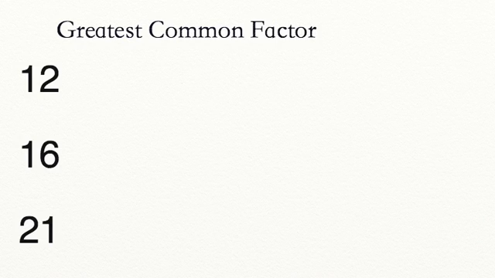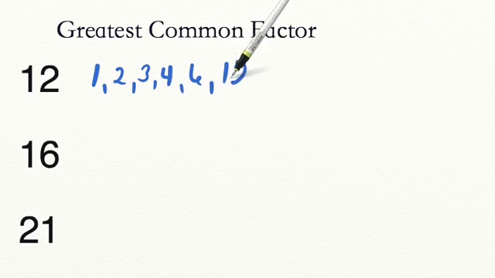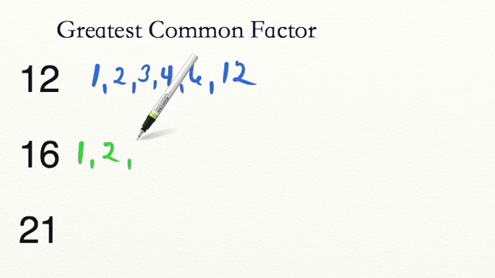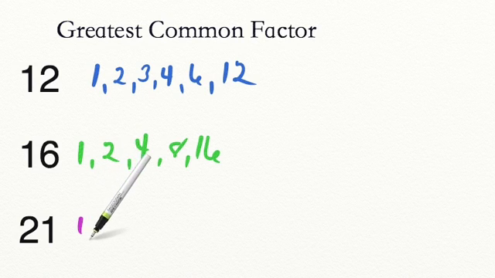Let's take a moment to go through one more example together. This time, I'm going to give you all of the factors in order from least to greatest, and I want you to tell me what factor 12, 16, and 21 all have in common that's the greatest. All right, let's start with the number 12. Our factors in order from least to greatest: 1, 2, 3, 4, 6, and 12. All right, moving on to 16. 1, 2, 4, 8, 16. And finally, 21. 1, 3, 7, and 21.